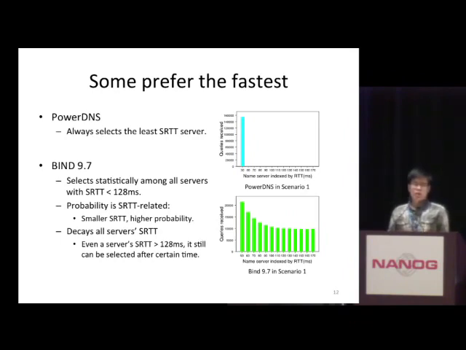That is, for those name servers with the round-trip time less than 128 milliseconds, BIND 9.7 will select those with the smaller round-trip time with a higher probability. And even for those name servers with the round-trip time larger than 128 milliseconds, since BIND 9.7 also uses the SRTT decaying, this name server can still be selected, but after some time.